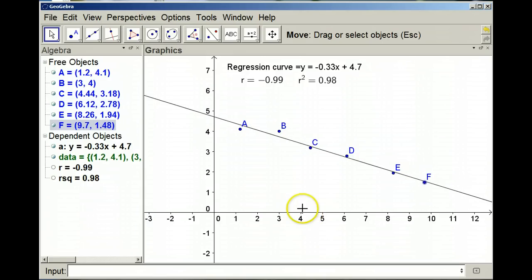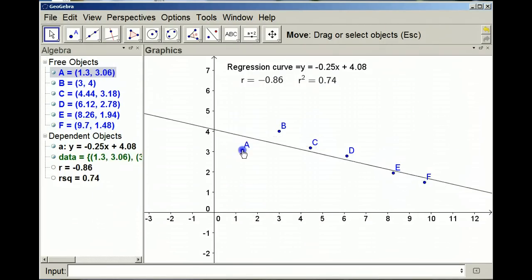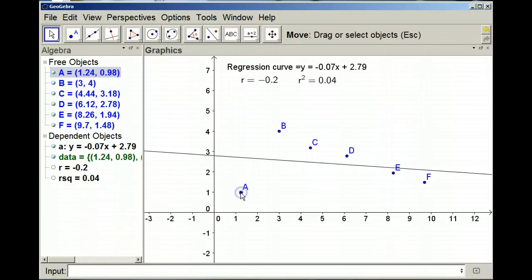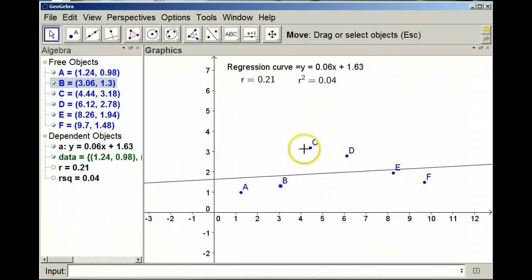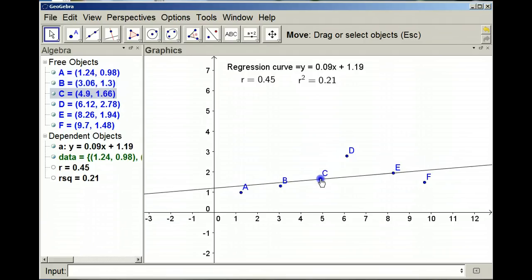And now what's happened, the line has a negative slope. Correlation is close to -1. R squared is 0.98. The points are very close to lying on the line, but the line goes downward. And then for one final calculation, let's move the points this way.